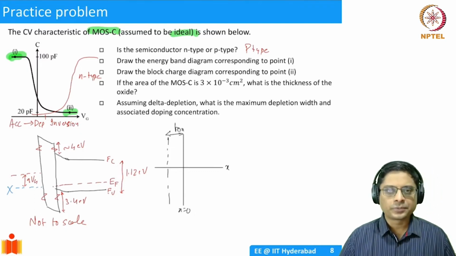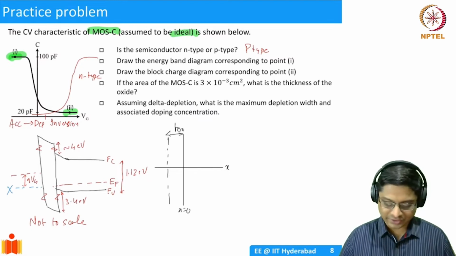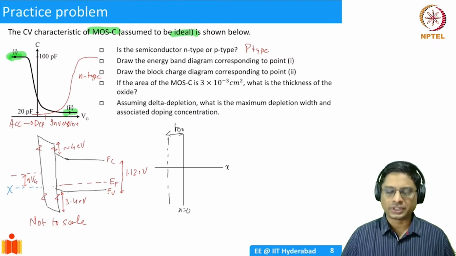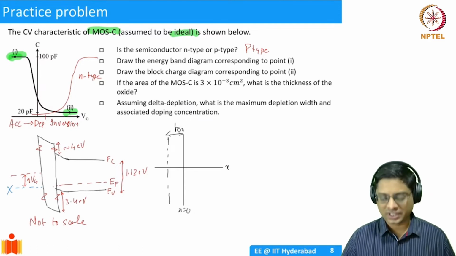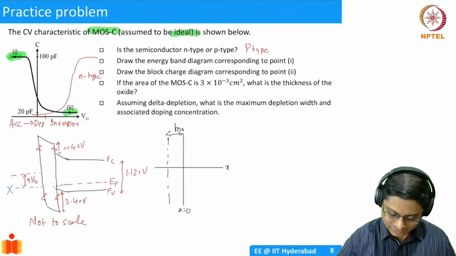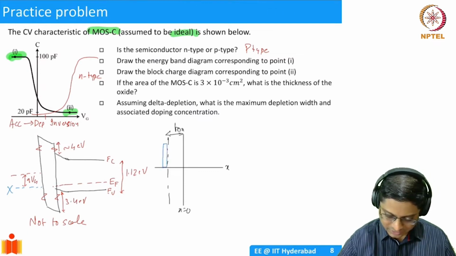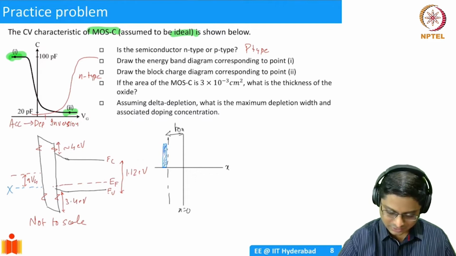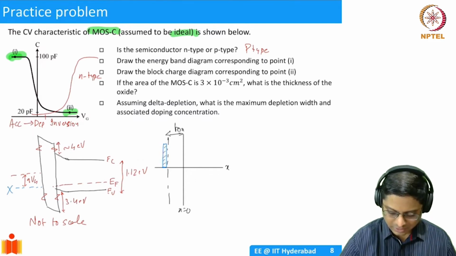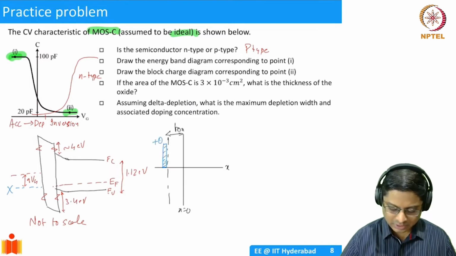Okay. So now clearly we are having inversion, right? So what does it mean? We are also applying positive voltage. So there should be a positive charge on the gate, and that will be right at the interface. I can't emphasize this enough: whenever we draw a thin line like this, it essentially means that it's at the interface. This is my plus Q.